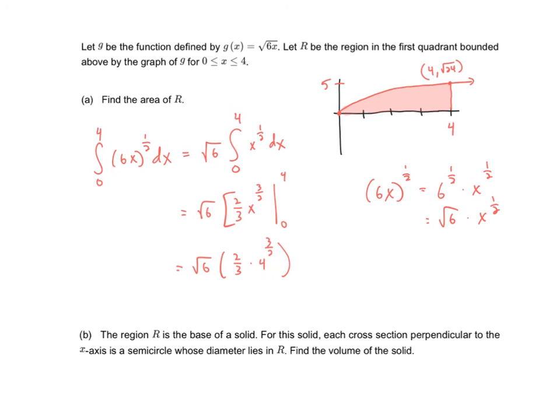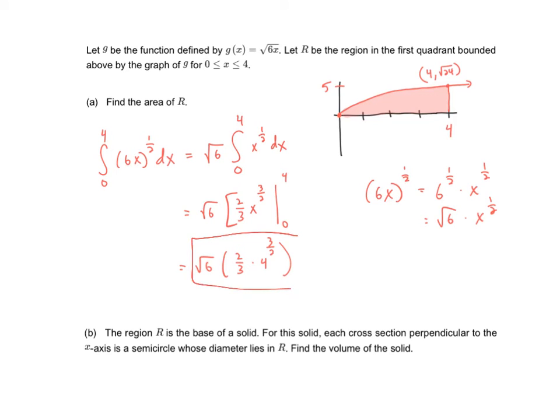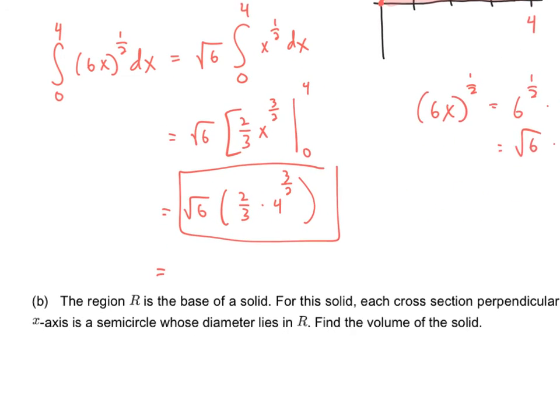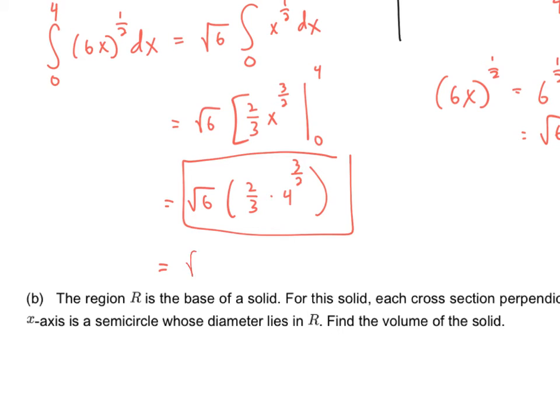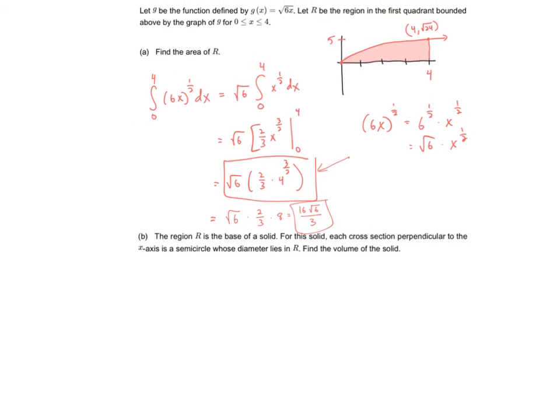Keep in mind, you could write the answer just like this. This is perfectly fine. But just in case you did simplify it, you would get square root of 6 times 2/3 times 4^(3/2). Remember, it's square root of 4, which is 2, and then 2 cubed, which is 8. So this would be something like 16 root 6 over 3. You could do that also, but I would leave it like that. You don't get any extra points for simplifying. You can only get points taken off.